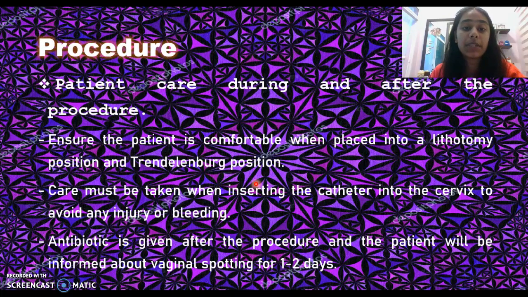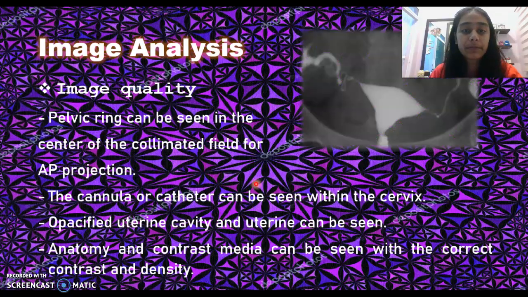Okay, so the patient care during and after the procedure. The patient must be comfortable throughout the procedure. Care must be taken when inserting the catheter into the cervix to avoid any bleeding or injury. An antibiotic is given after the procedure, and the patient will be informed about vaginal spotting for the next 1 to 2 days.